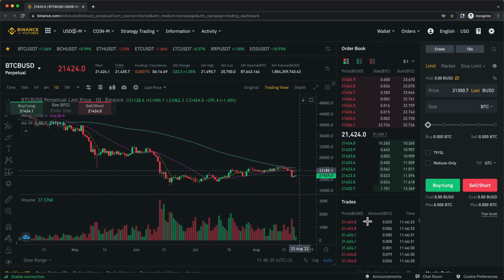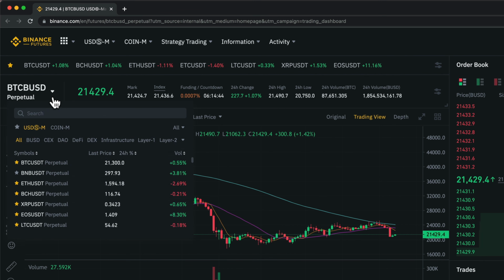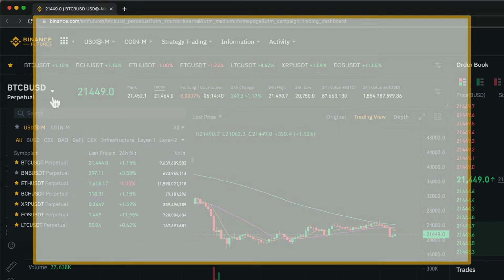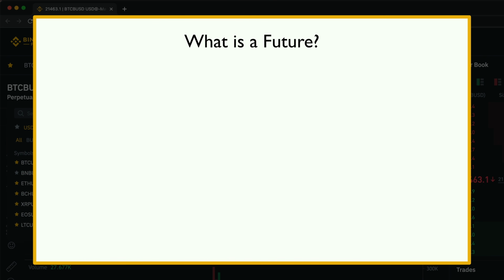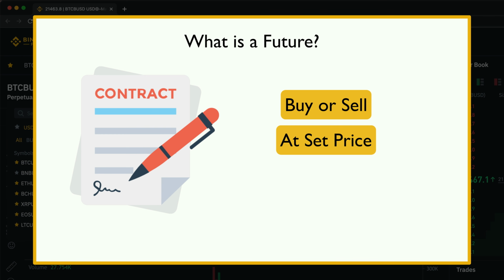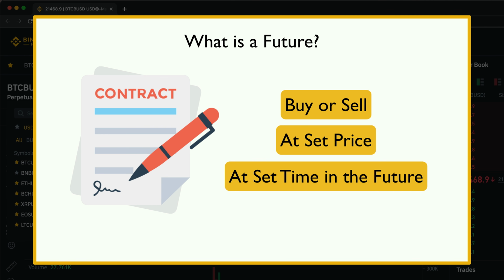Now we're ready to choose the futures contract that we want to trade. Over here we can find all the available futures contracts. But first, let's quickly go over what a future actually is. A future is basically a contract saying that we will buy or sell a specific asset at a set price at a specific time in the future.